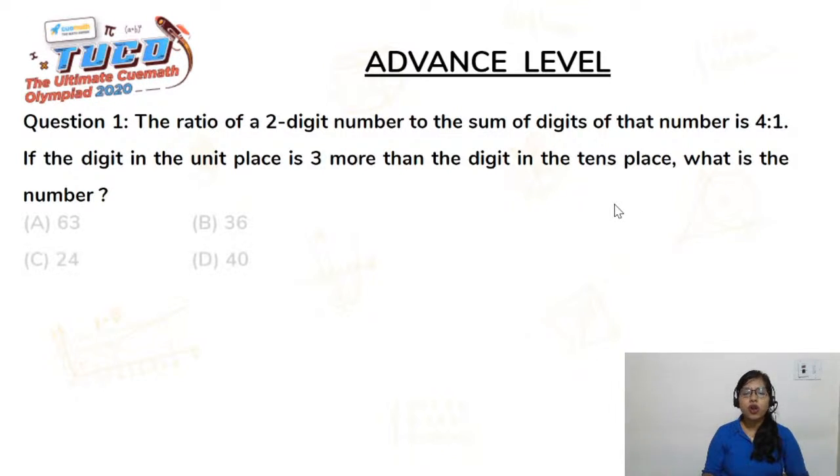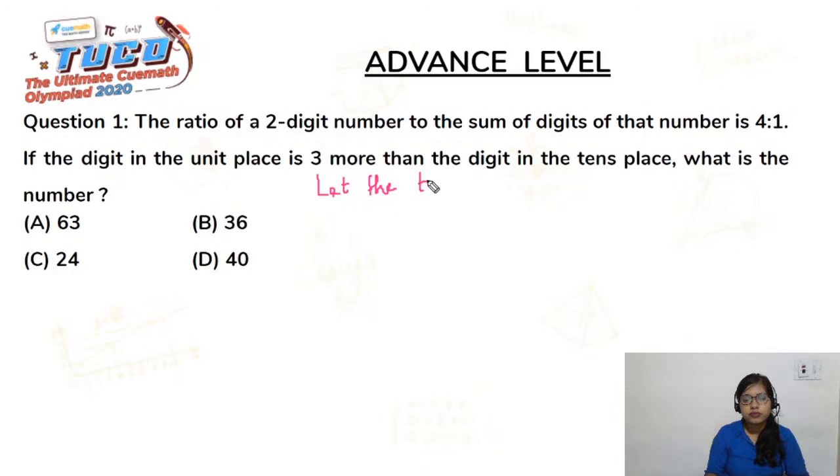Okay, so here goes your options as well, and let's quickly look into the question here. Okay, it says that the ratio of a two-digit number to the sum of digits of that number is 4:1. So let's say that the two-digit number we have here is nothing but yx. Okay, let the two-digit number be yx.